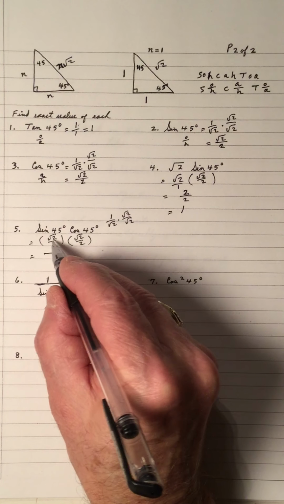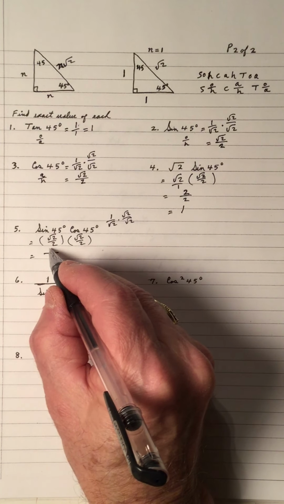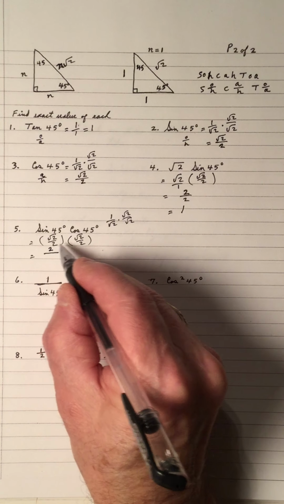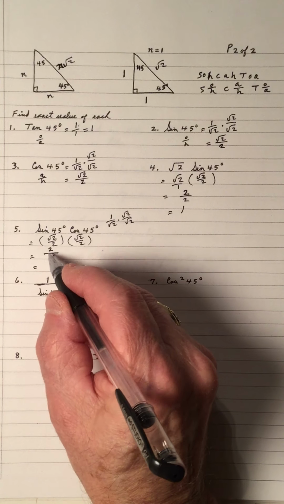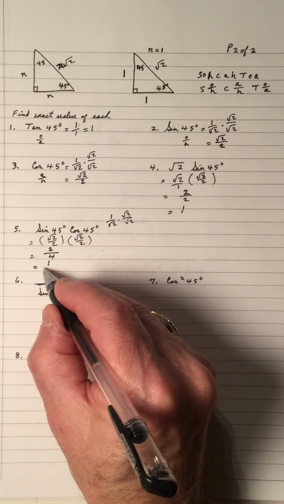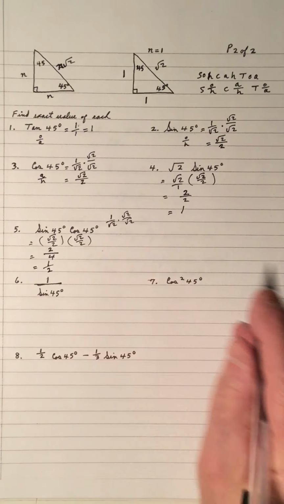Now we multiply the fractions. Root 2 times root 2 is root 4, which is 2. 2 times 2 is 4. Because we have a fraction, we try to reduce. 2 into 2 goes once, 2 into 4 goes 2. It simplifies to 1/2.